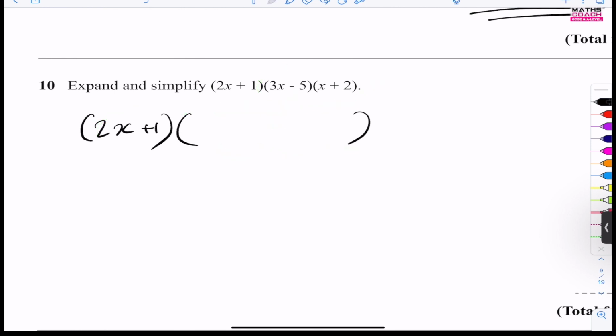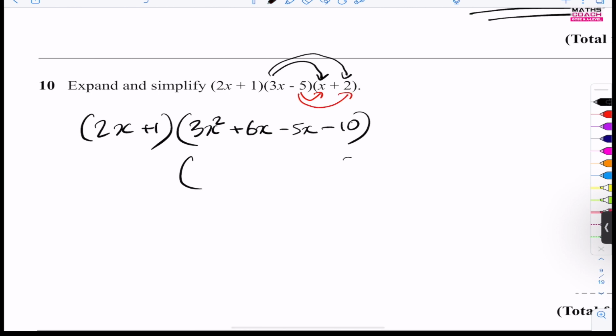Okay, so let's do 3x times x. That is 3x squared. 3x times 2 is plus 6x. And then we're going to do 5 times minus x, which is minus 5x. And then we're going to do minus 5 times 2, which is minus 10. And then we're going to collect the like terms. So that's 3x squared. 6x minus 5x is just plus x, minus 10. And then we can write this one.